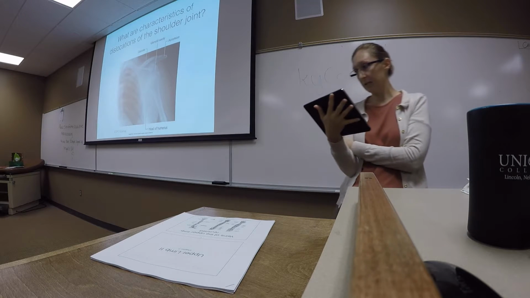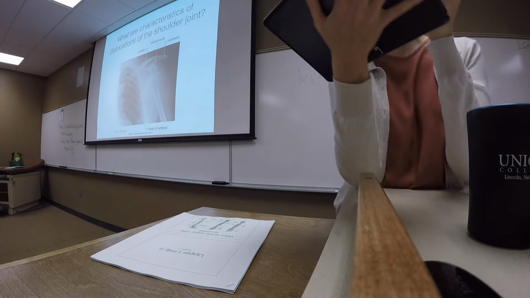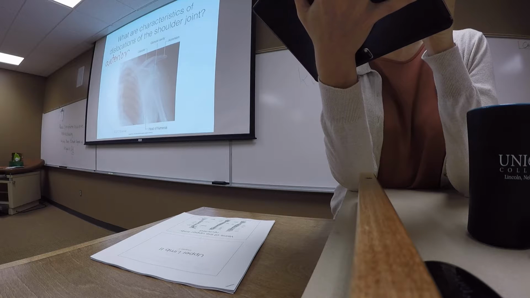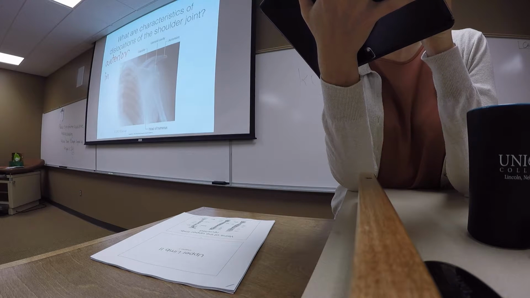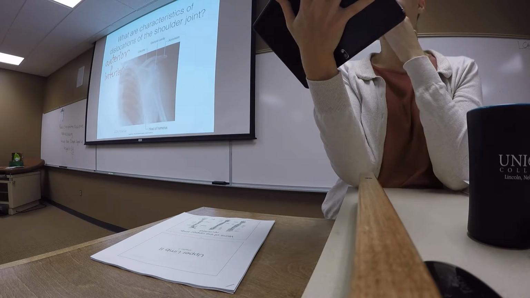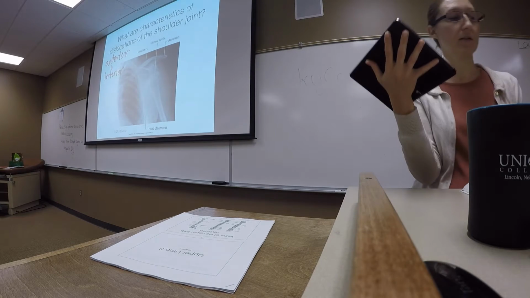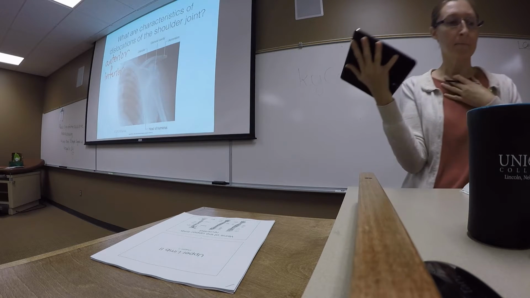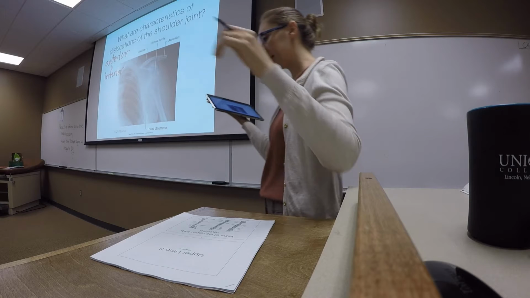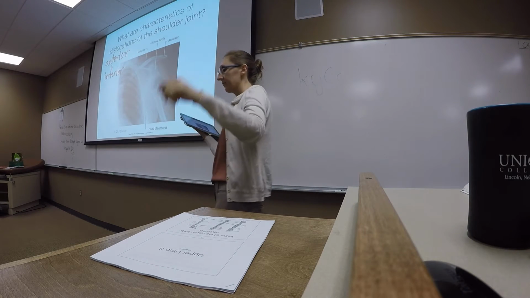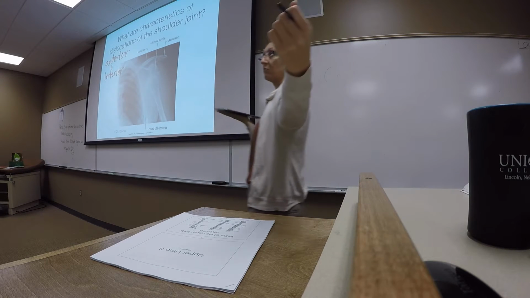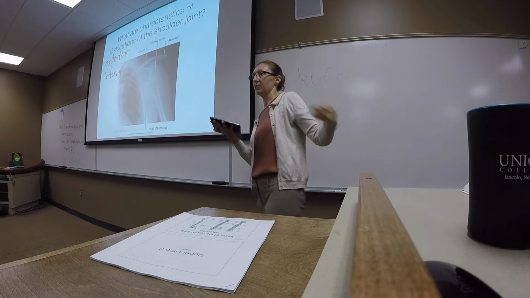All right, so dislocations of the shoulder joint. Most commonly, they're anterior, and then a subsequent inferior movement. So they slip out anteriorly and then pass down to the inferior portion of the glenoid cavity. This most often happens when the arm is extended, abducted, and laterally rotated, and then there's a blow to the arm.